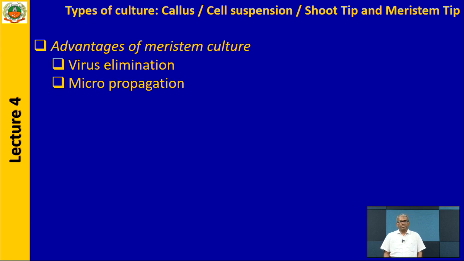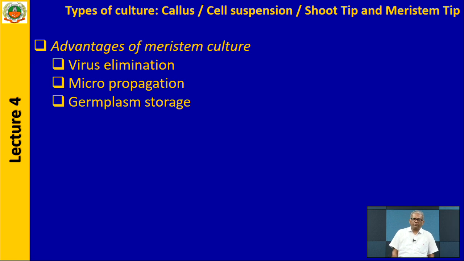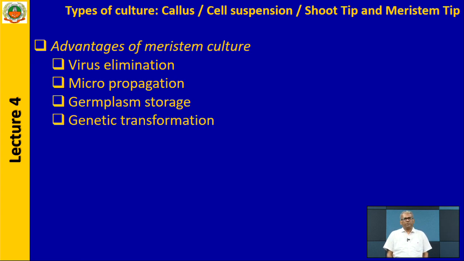Meristem tip culture is also used for micropropagation of important plants. They can be used for germplasm storage, which is one other area of biotechnology or plant tissue culture. Meristems could also be used for genetic transformation experiments.